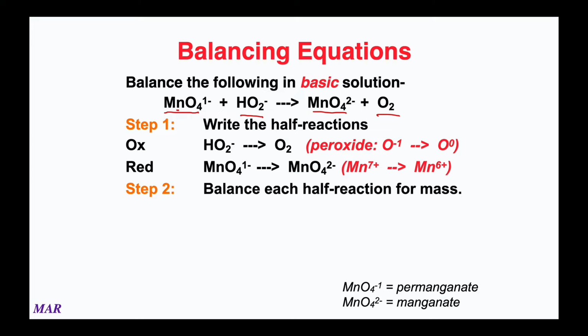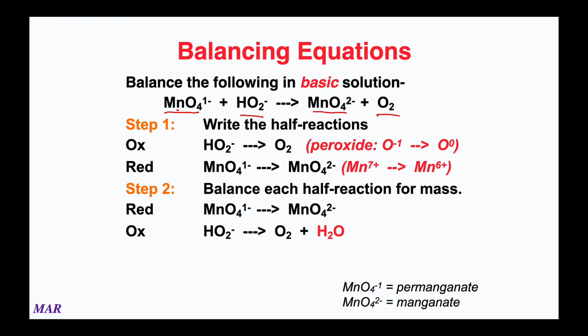In base, you can only add hydroxide and water, okay? Now, for the reduction side, we don't have to add anything because both sides have an Mn and both sides have 4 oxygens. But for the other one, you can see it's HO2 minus and O2. Well, the O2 doesn't have any hydrogen. When you're balancing in base and you're using hydroxide and water, you want to add water to the hydrogen deficient side. So the product side there has no hydrogen. We need to add water.